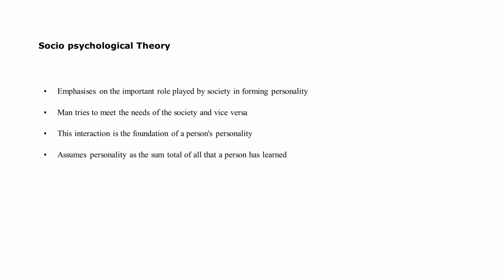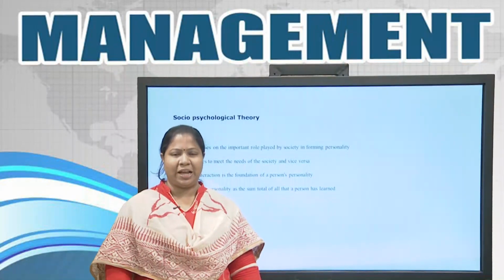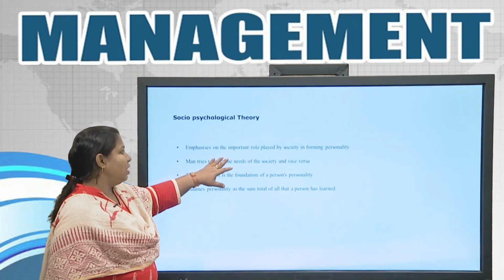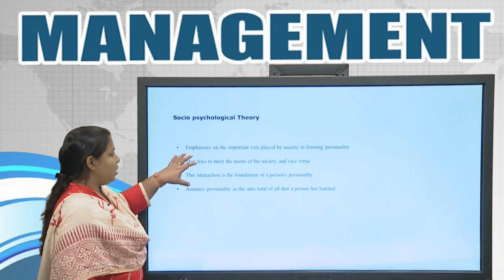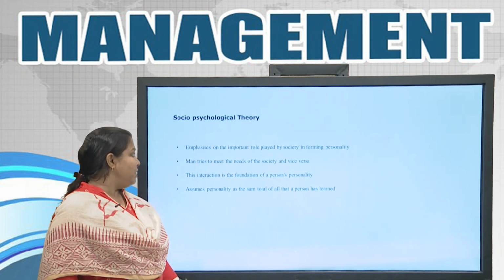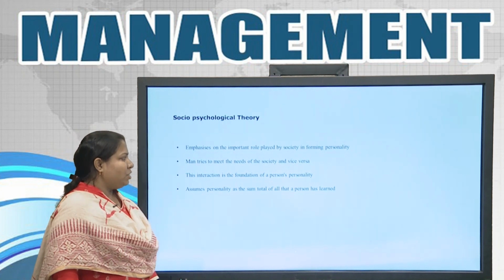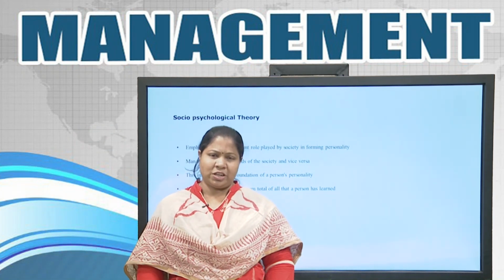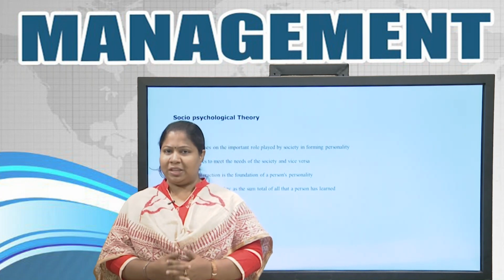Next comes socio-psychological theory. What do you mean by socio-psychological theory? How a person behaves, how we behave in our day-to-day life. To understand that, we need to see this theory, which emphasizes the important role played by society in forming the personality. Next comes, man tries to meet the needs of society and vice versa, society helps them to meet their needs.